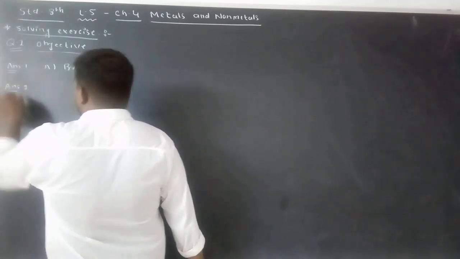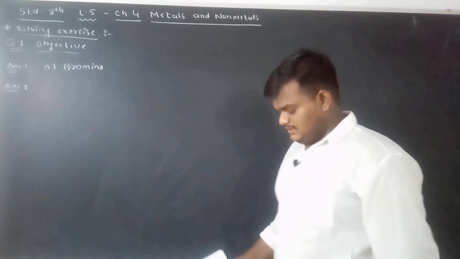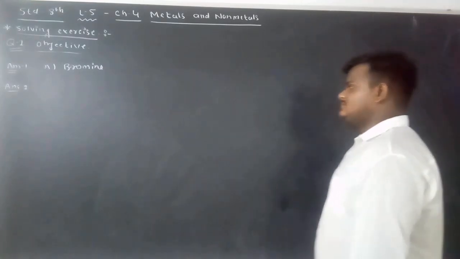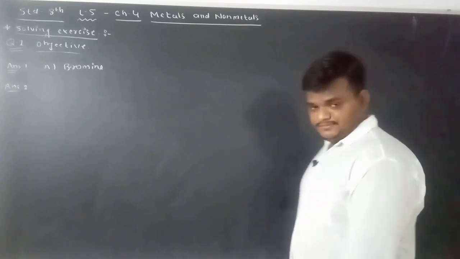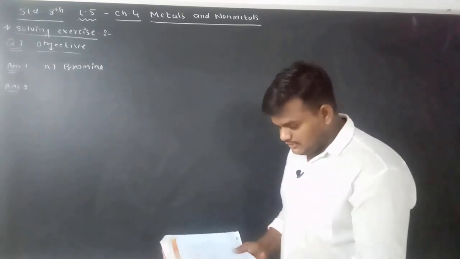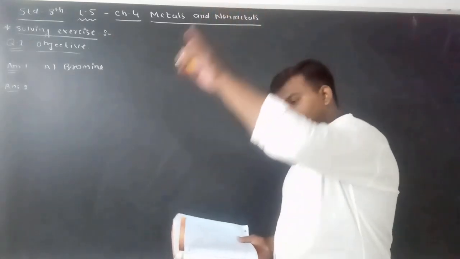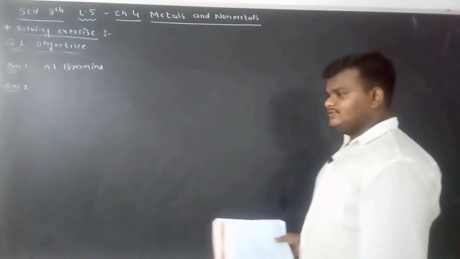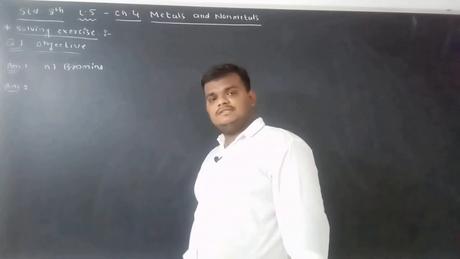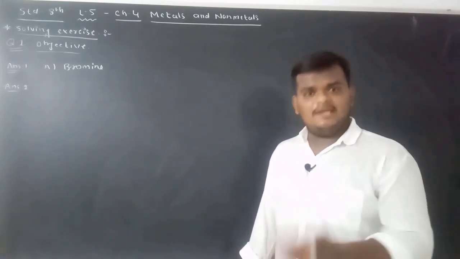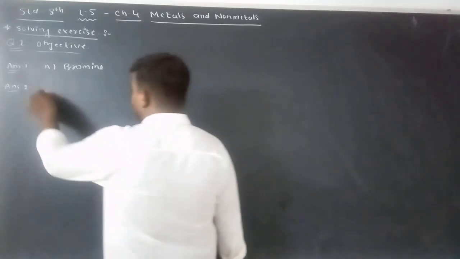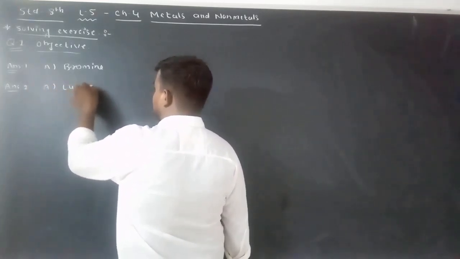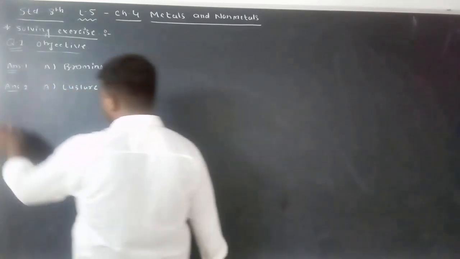What is given in question number 2? Let's look. The metallic sign of metals such as gold is due to the luster, option A. Option B, malleability, ductility and sonority. So we know that lustrous represents the shiny nature of any metal. So option A is right. It is due to the lustrous nature.